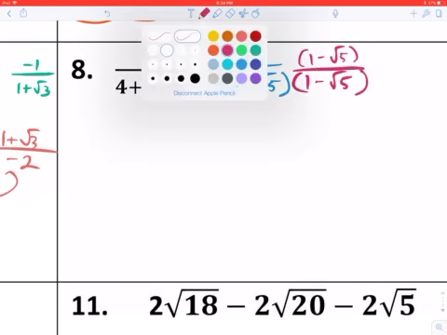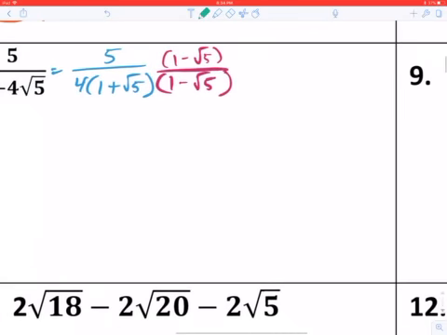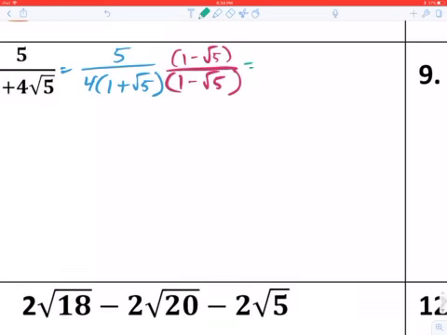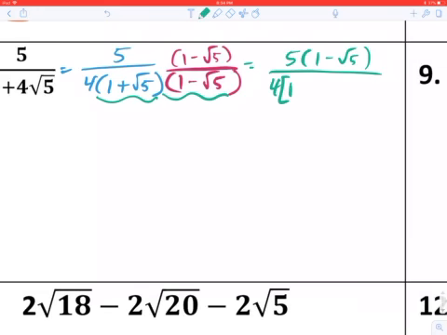Okay, so on the top, I will leave the 5 alone, just in case at the very end there's something I can cancel it out with. Alright, on the bottom, I'm going to leave the 4 alone, and then just work with these two things being FOILed together. So I'm going to get 1 minus square root of 5 plus square root of 5 minus 5.